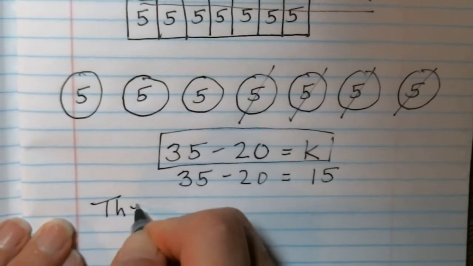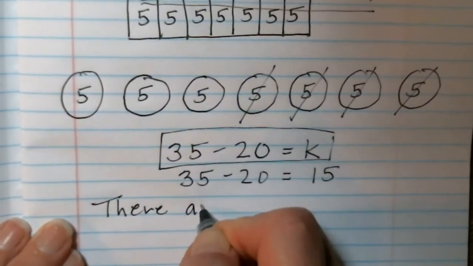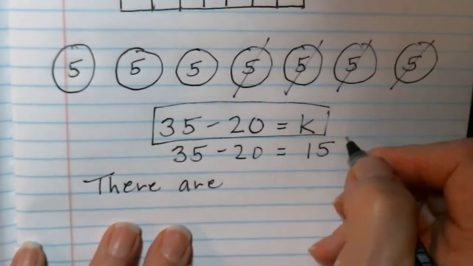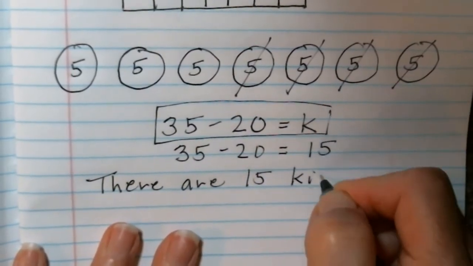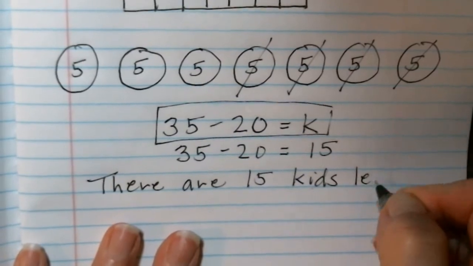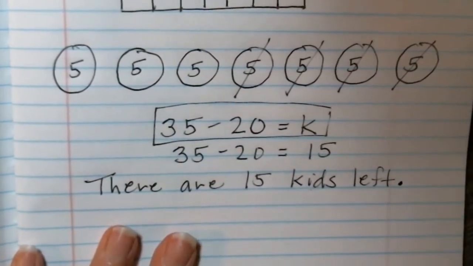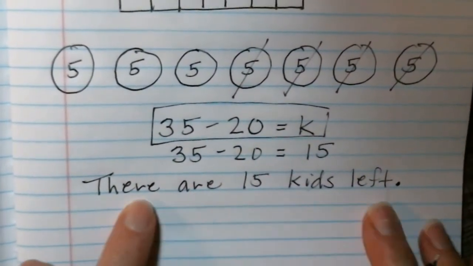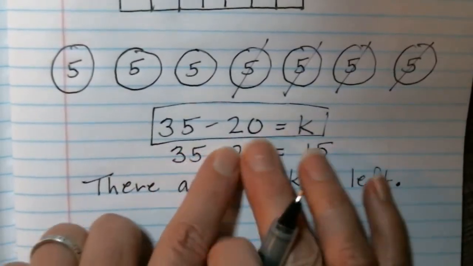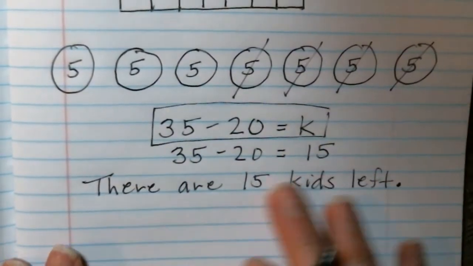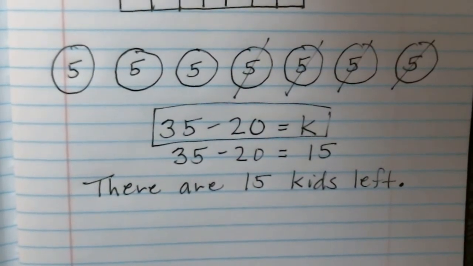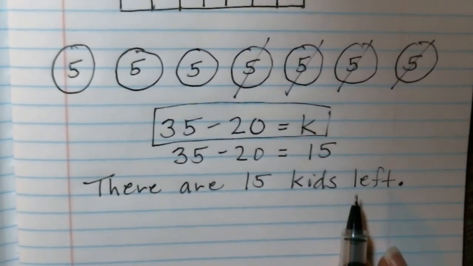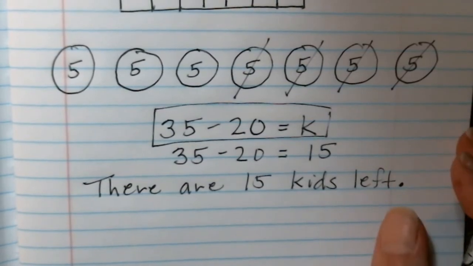There are 15 kids left. Okay, this is my answer statement. This is an equation up here. Okay, so when you put it in your Google form, you need to have both the equation and the answer statement, or I will send it back to you to fix.